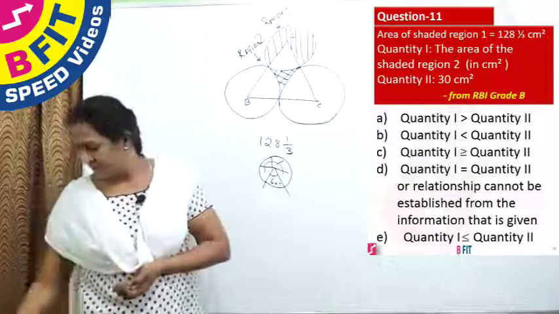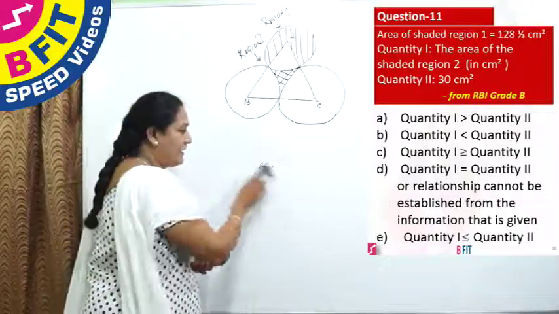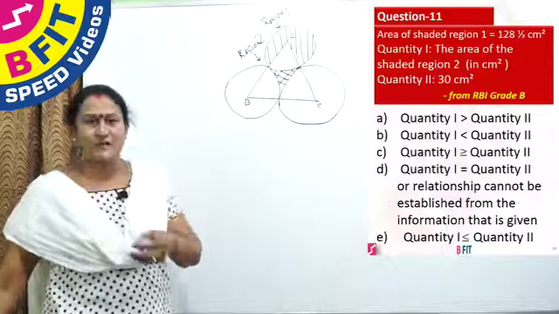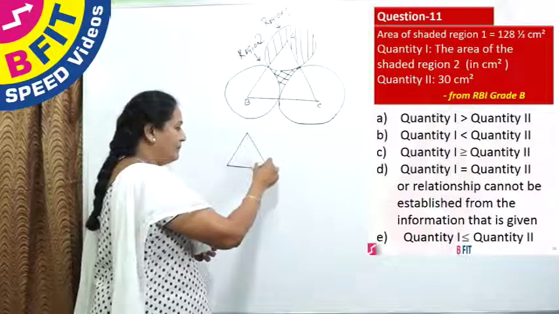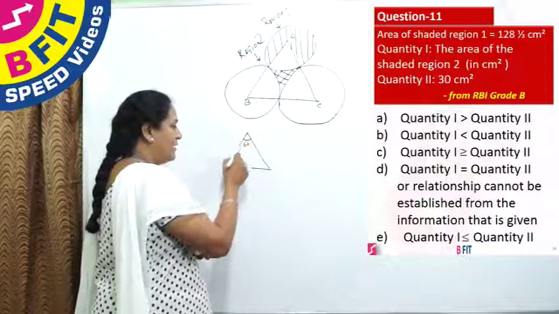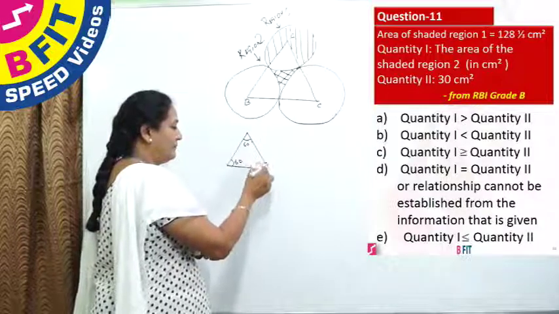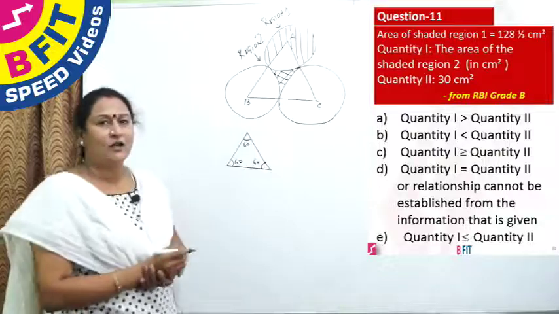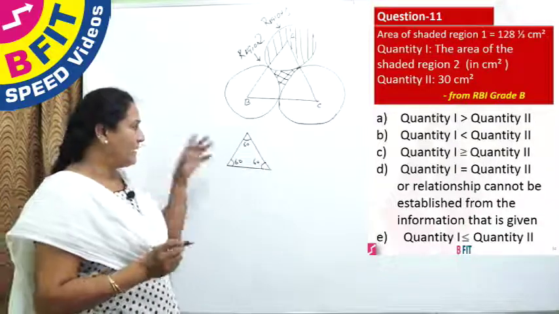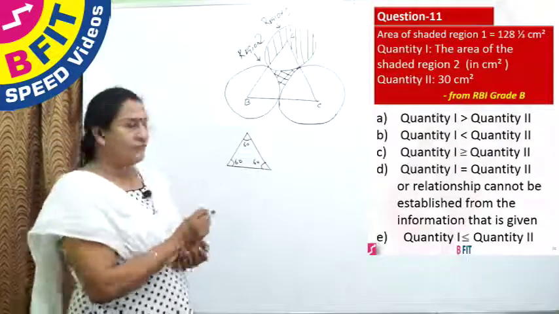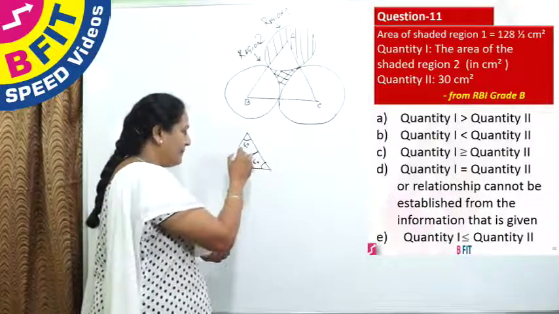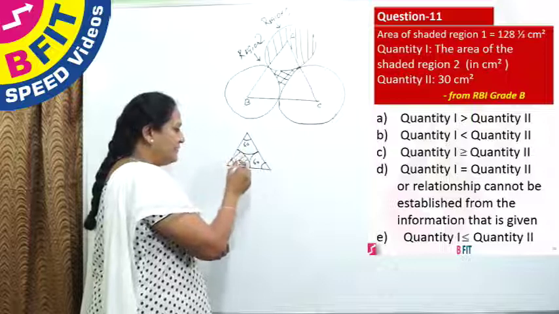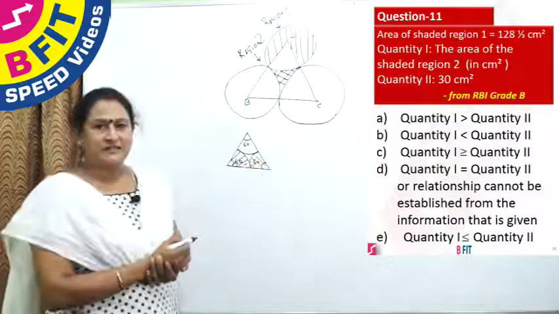Now, we have an equilateral triangle, because they have given that the angles at these vertices are 60 degrees. All angles are the same, which implies that all three sides are equal, and this is an equilateral triangle. From this we are going to remove 3 sectors. The central angle of these 3 sectors is 60.